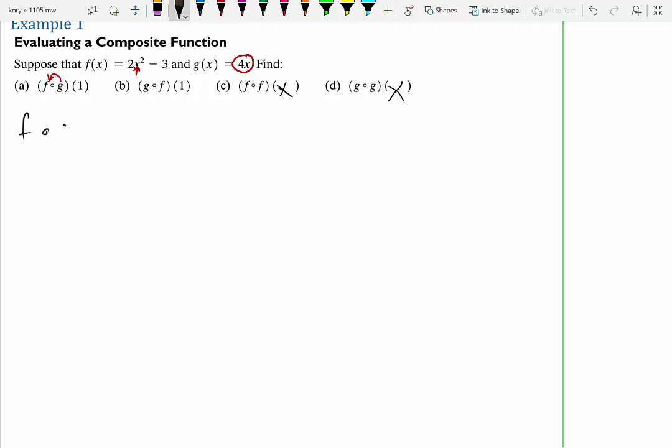So f composed with g, and don't worry about that one. We'll worry about it afterwards. So we have our function that's 2x squared minus 3. The x we're putting in is whatever g of x is. g of x is 4x.